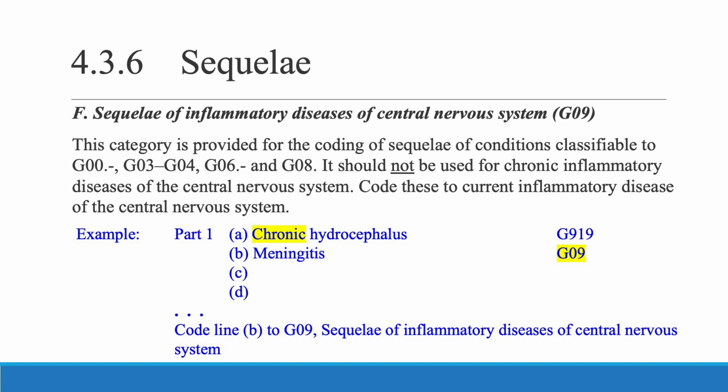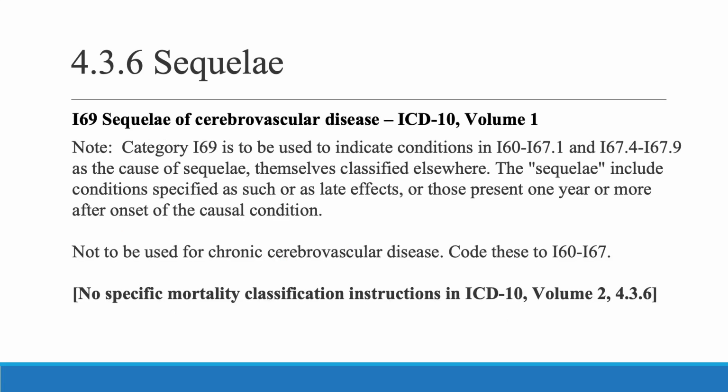The example we chose to illustrate this instruction has on line A chronic hydrocephalus due to meningitis. Here we are using the chronic nature of the condition due to meningitis to suggest that the meningitis is no longer active, but rather residual. Therefore, we will code line B to G09, sequela of inflammatory diseases of central nervous system.